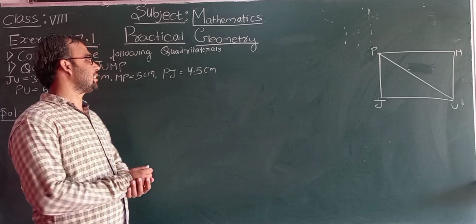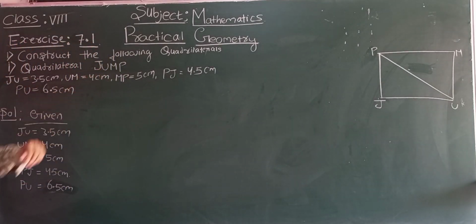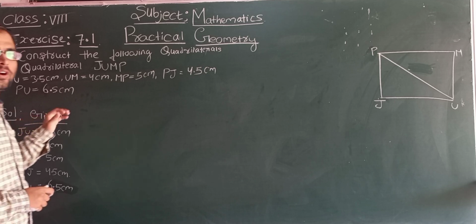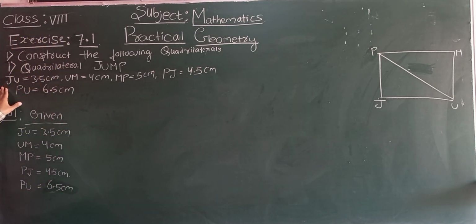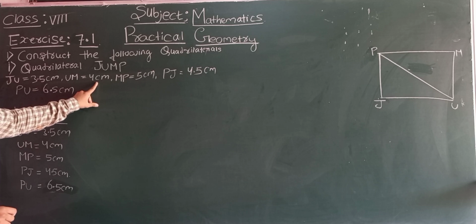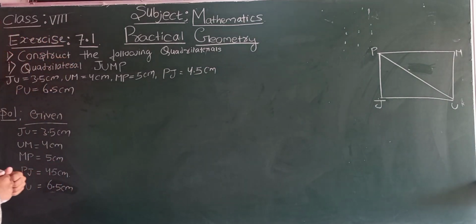Students, now let's solve the second question. Here, what are they given? Quadrilateral JUMP. Look here, what dimensions are they given? JU is equal to 3.5 centimeter, UM is equal to 4 centimeter, MP is equal to 5 centimeter, and PJ is equal to 4.5 centimeter. And they have given the diagonal, PU is equal to 6.5 centimeter.